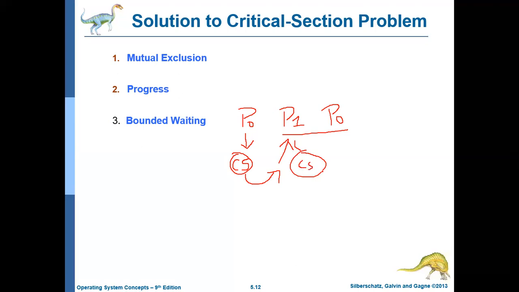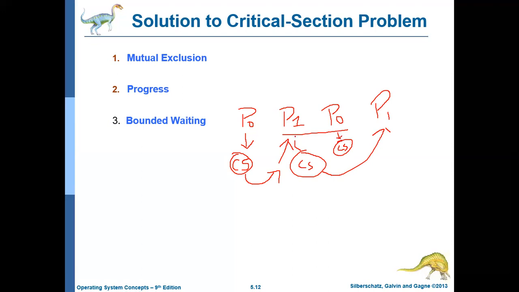Then assume P1 now executes the critical section. After coming out of the critical section, P1 immediately wants to enter the critical section again. So now again P0 and P1 are waiting. Now the algorithm should ensure that the critical section is given to P0, not to P1. So this is called bounded waiting.